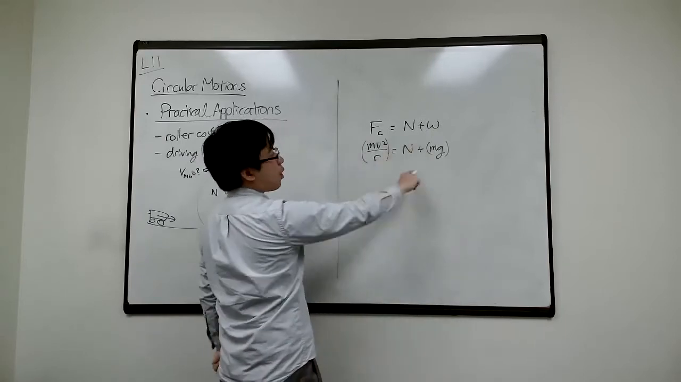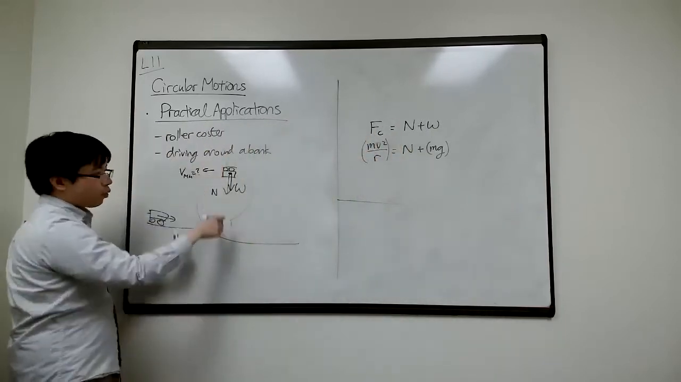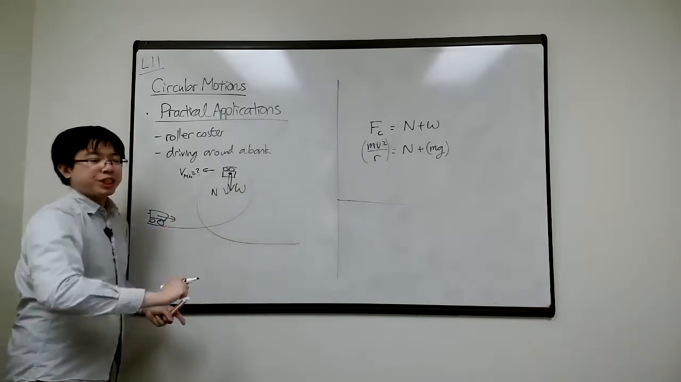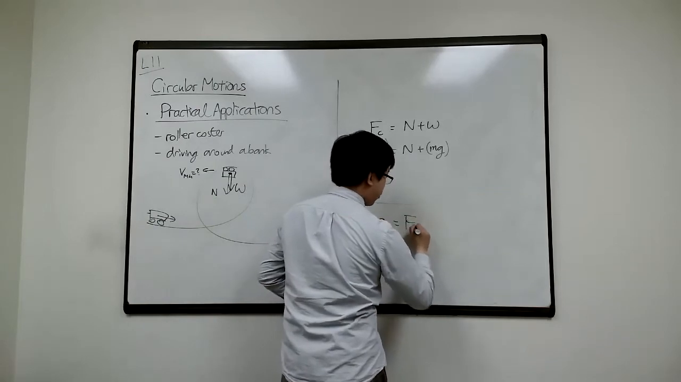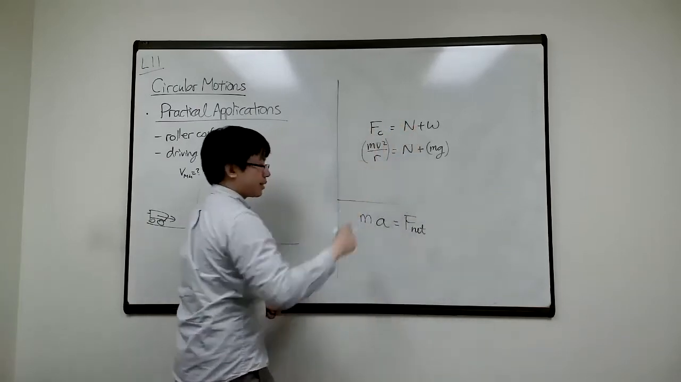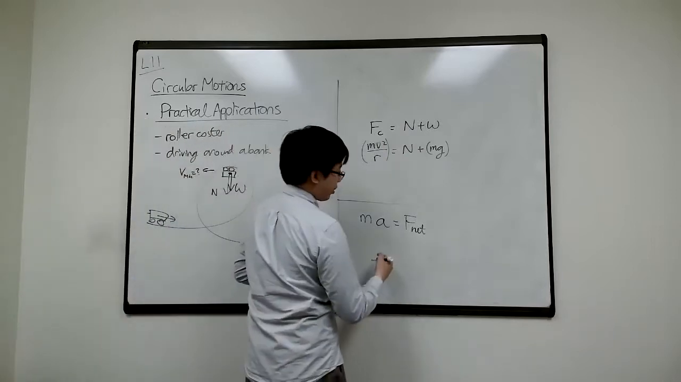And remember, this is one way to go about it. If you find that a confusing way to think about what are the forces that are causing the centripetal motion, you can always think about it in terms of Newton's second law, which is in fact more rigorous. This is some sort of shortcut, if you can view it that way.